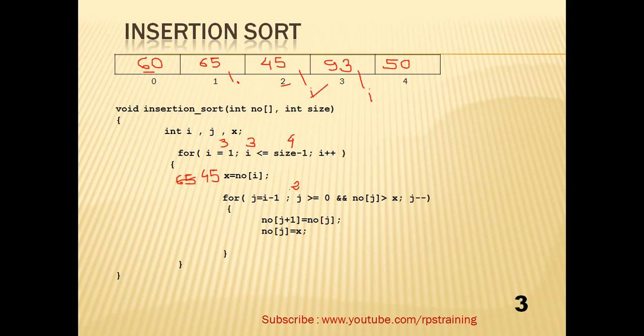j minus minus, j will be 1. 1 greater than or equal to 0, condition true, and no1 greater than x. x is 45, and no1 is 65. Again the condition is true. Interchange 1 and 2, 65 and 45. It will be 65.